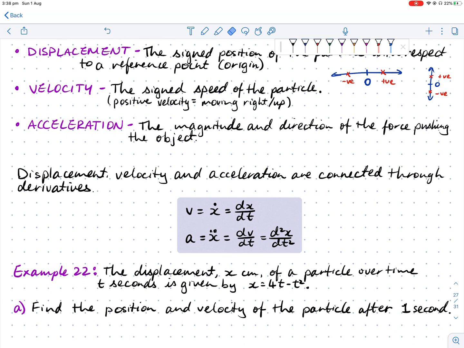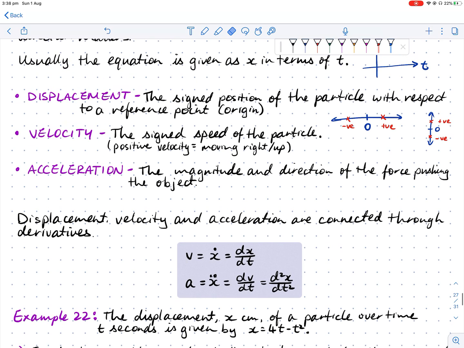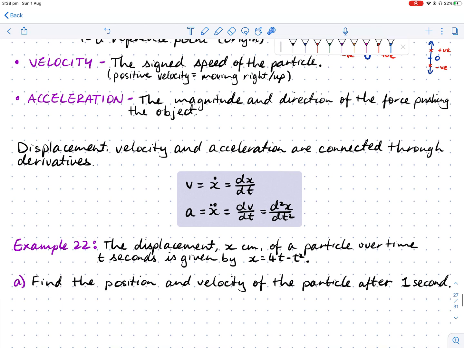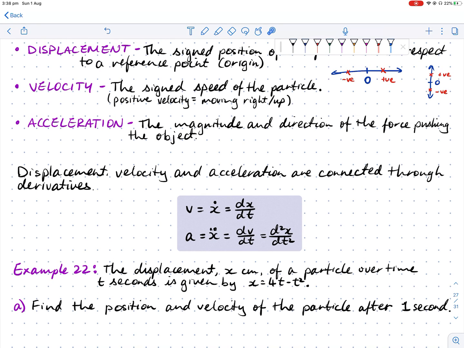Now, how these all relate to each other: we know that velocity is the rate of change of the displacement. So if I want to find the instantaneous velocity, what I want to do is differentiate displacement. We have a way of writing this out. If we use x for displacement, as a function of t, and I want to find the velocity, that's going to be dx/dt. We're differentiating x with respect to time, and you can see that in that equation there.